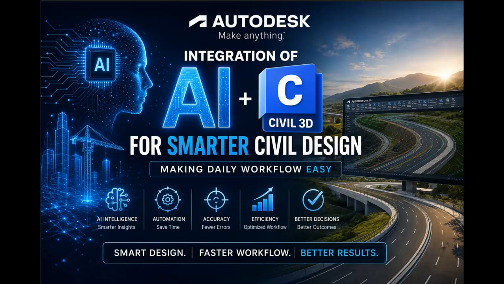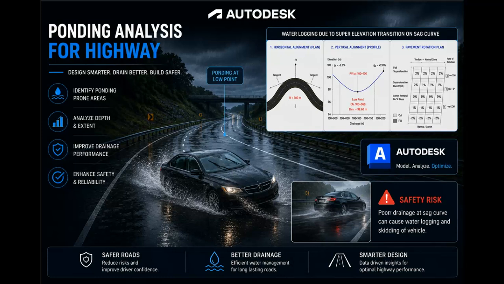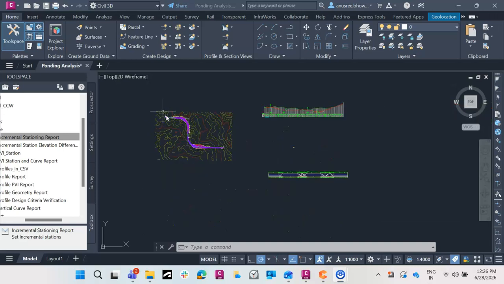In this video, we will look at how we can combine Autodesk Civil 3D outputs with AI to make our highway design review faster and smarter. Here we are focusing on ponding analysis for highways. Poor drainage conditions such as 0% camber around the set curb can cause waterlogging and skidding of vehicles.